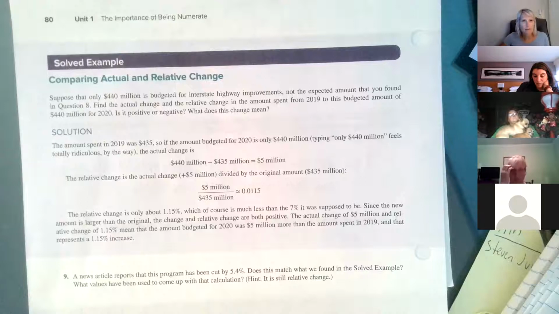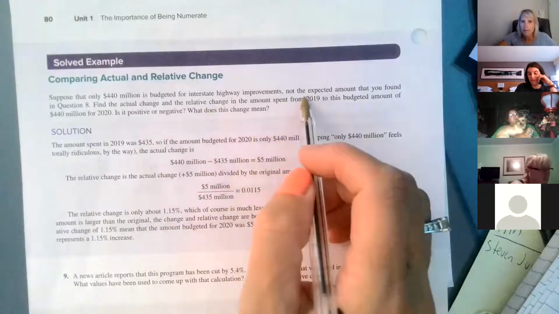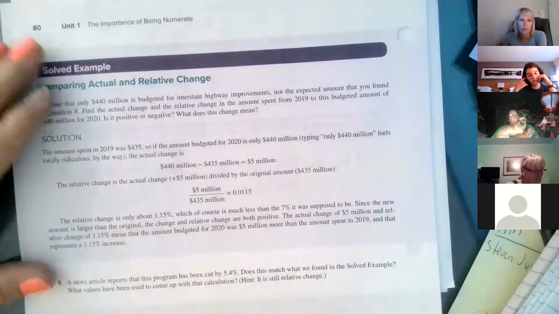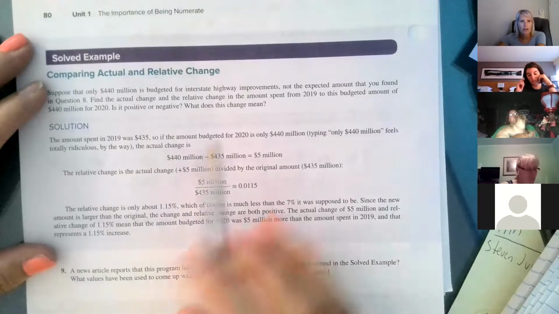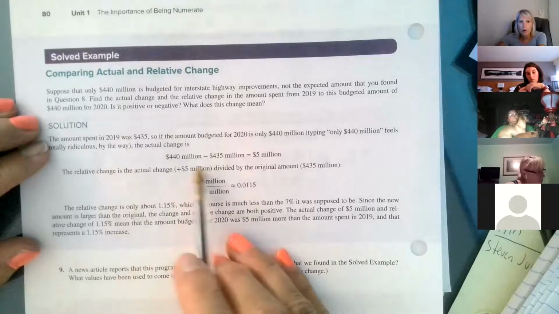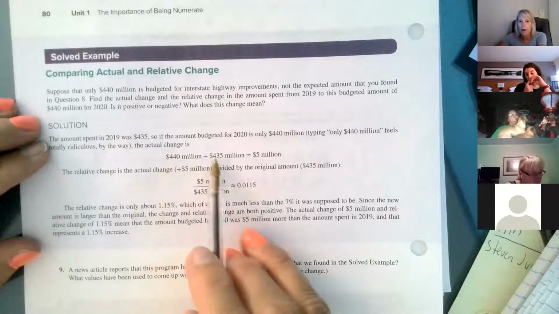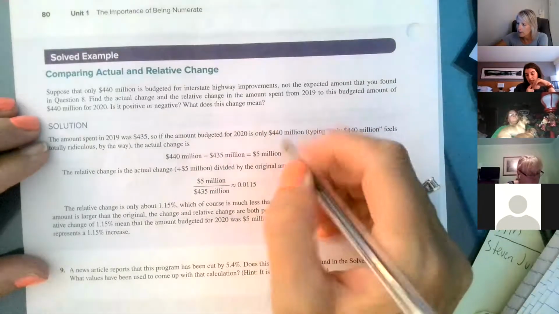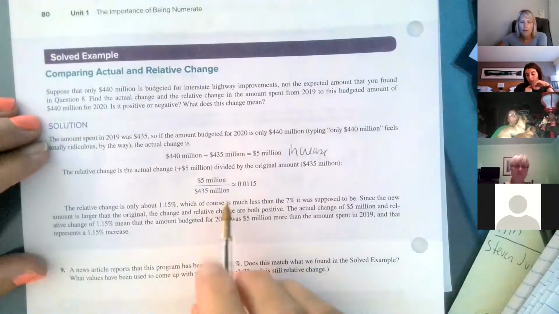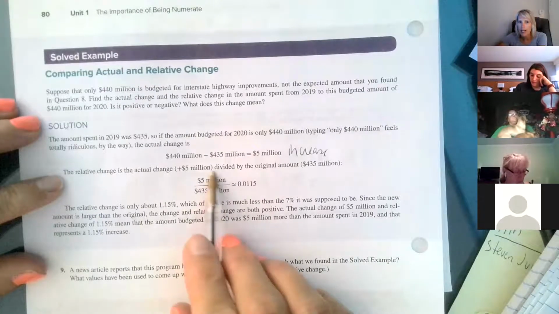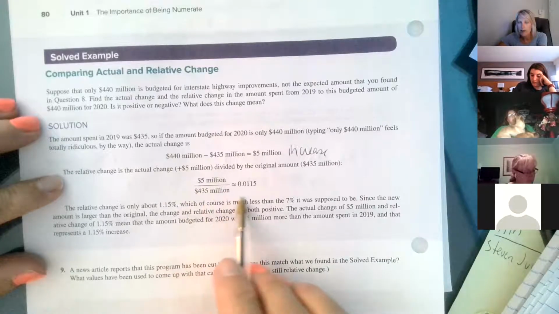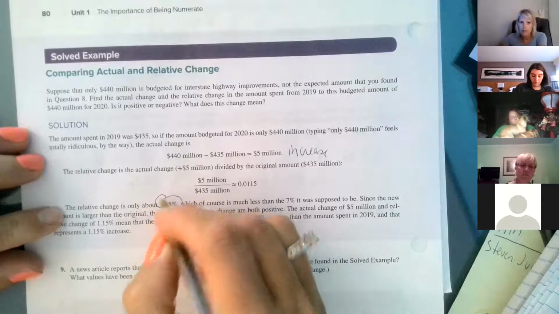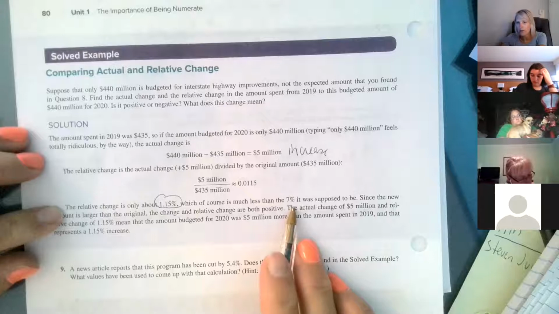So it says, suppose that only 440 million is budgeted for interstate highway improvements, not the expected amount that you found in question 8. Find the actual change and the relative change in the amount spent from 2019 to this budgeted amount of 440 in 2020. Is it positive or negative? And what does it mean? The actual change was they budgeted 440 minus the 435, the old budget. So they did increase by 5 million. The 5 million out of the 435, the change out of the original, is the relative change. It's 0.0115, which is really 1.15%, which is less than the 7% they originally said, correct?